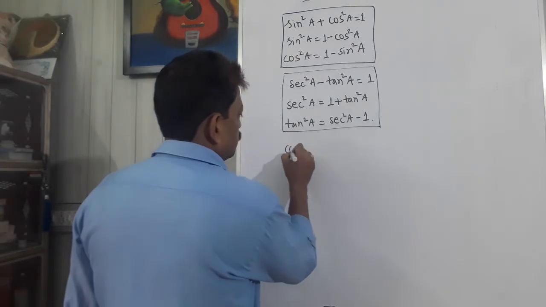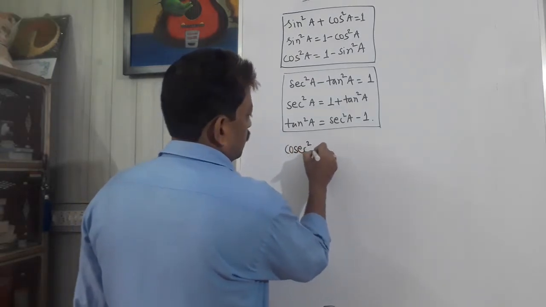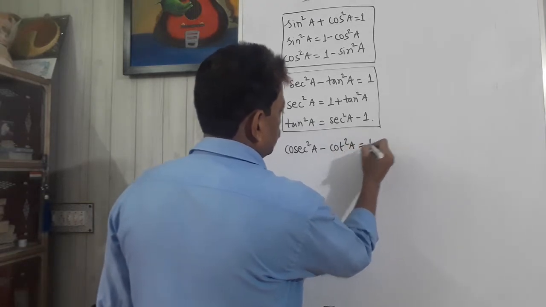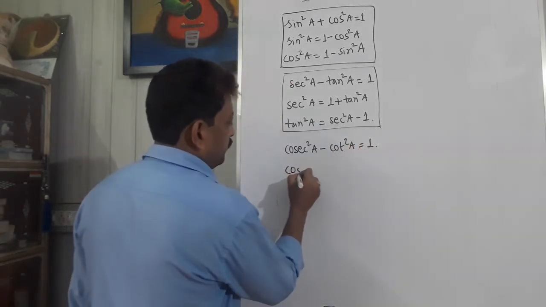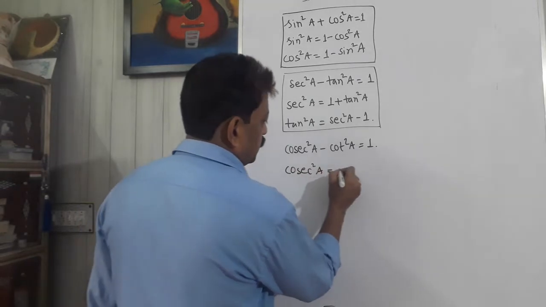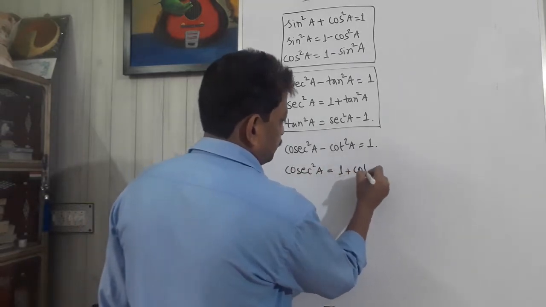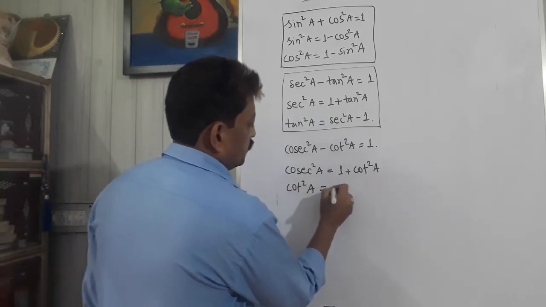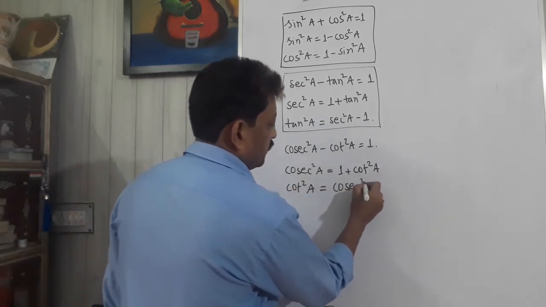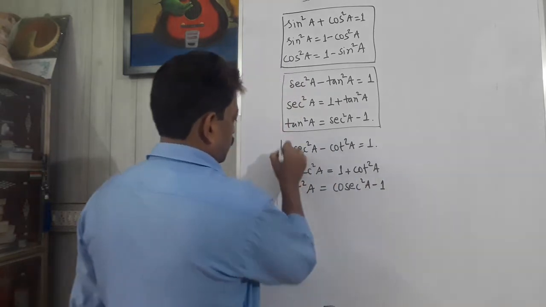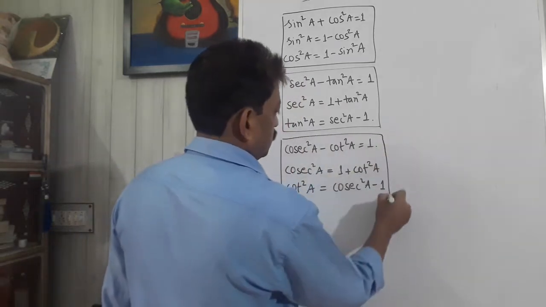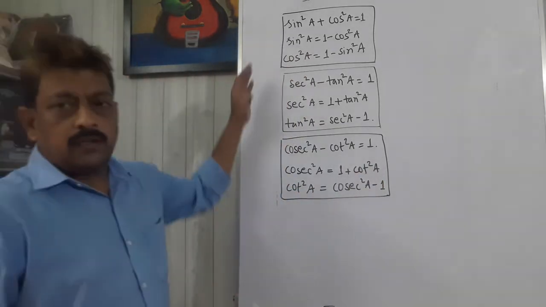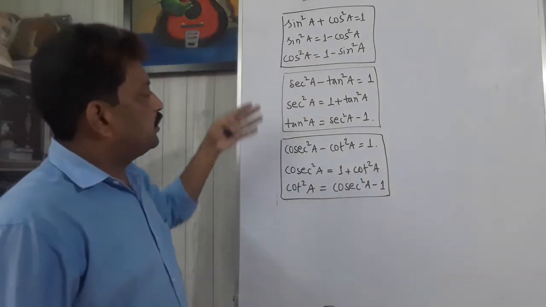The last one is cosec square A minus cot square A equals 1. Its modified part will be cosec square A equals 1 plus cot square A, and cot square A equals cosec square A minus 1. Okay, these are the three important formulae we have to use.